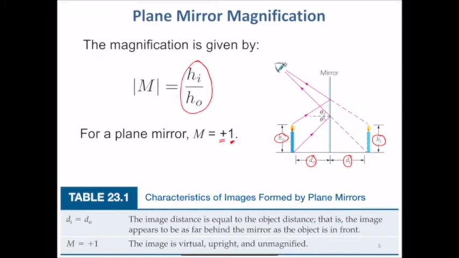So please remember the meaning of the sign of magnification. Plus means it's an upright image, minus means it's an upside down image, and the magnitude of the magnification is just the ratio of the image height to the object height. And we've also seen that for a plane mirror, di is equal to do. And so that's really all there is to plane mirrors.